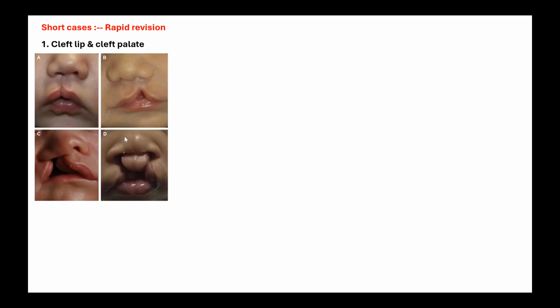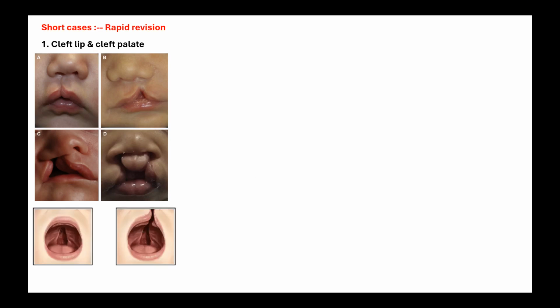Now, coming to the very commonly kept case, cleft lip and cleft palate. Can you identify each type of this cleft and what is A, B, C, and D? Incomplete. Unilateral. Always you must say unilateral or bilateral, whether it is complete or incomplete.